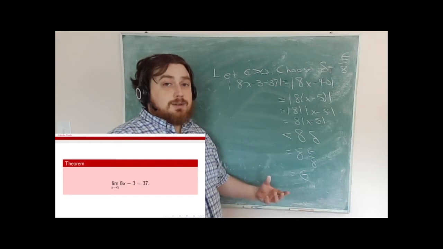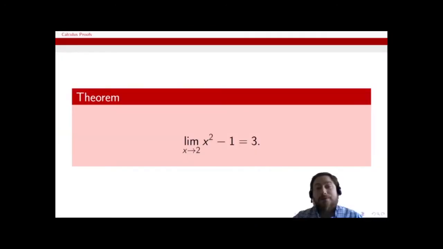So we have now proven that the limit as x goes to 5 of 8x minus 3 is indeed 37. Now for another example, let's look at the limit as x goes to 2 of x squared minus 1 and show that that is indeed equal to 3.